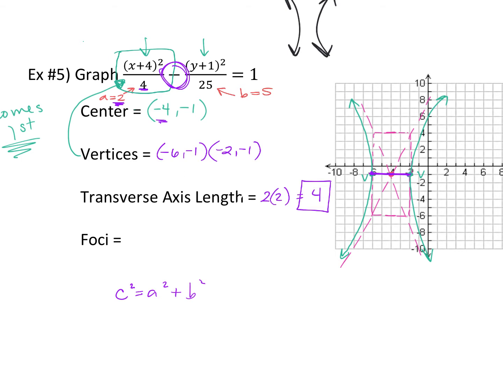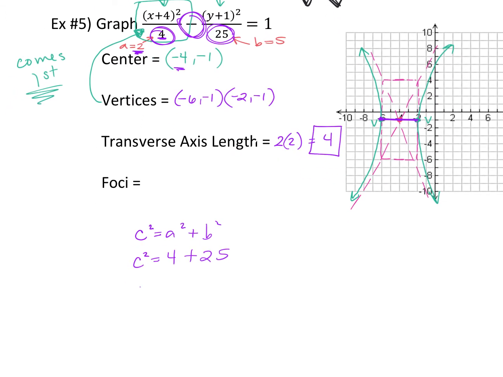We know a and b. We know a squared and b squared, right? 4 and 25. So c squared is going to be 4 plus 25, so your c squared is 29. To find our foci, we want c. So take the square root of that. Square root of 29 is not a nice number, so we're not going to actually take the square root.